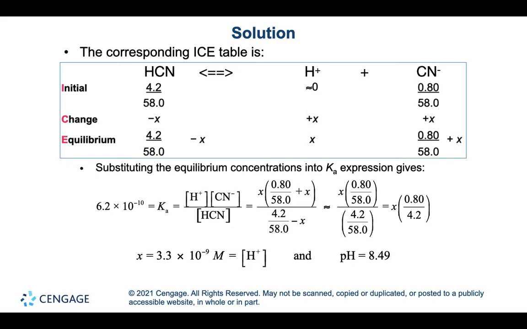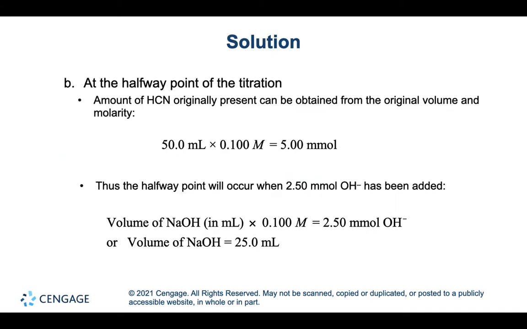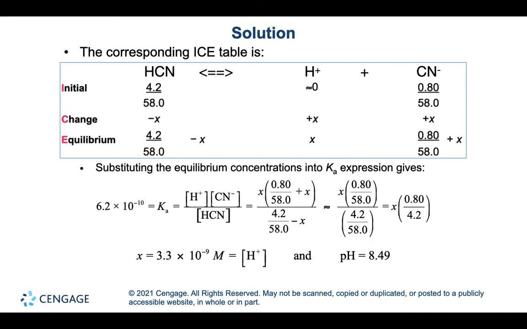So even though we have a weak acid and we haven't added enough base to neutralize it, our pH by now is actually all the way up to 8.49. We're actually in the basic part of the pH scale.